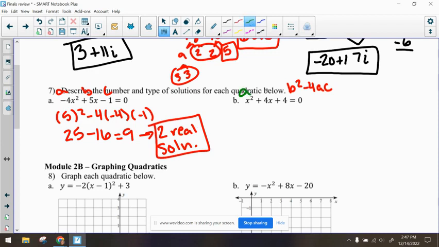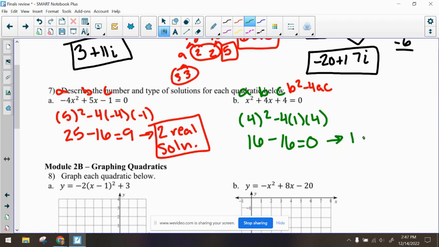B is the same thing, where a is 1, b is 4, and c is 4. When I go to plug it in, I have 4 squared minus 4 times 1 times 4, which gives me 16 minus 16, which gives me 0. You could just directly plug this into your calculator as well. But either way, if we get 0, that is 1 real solution. The other possibility would be 2 imaginary solutions, which is what we get if we ended up with a negative number as our discriminant.